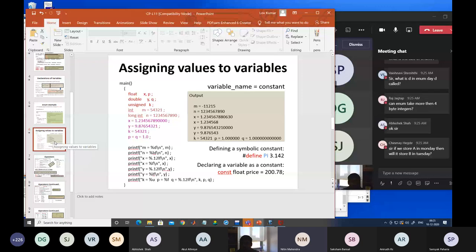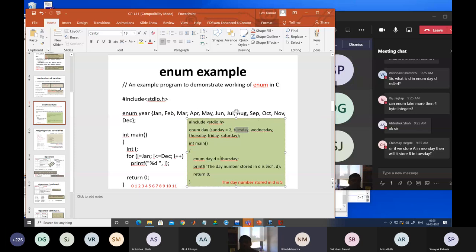If we store A in Monday, then will it store B in Tuesday? What do you mean by that? A in Monday, then you have to write B equal to Tuesday. It will store the value of whatever the enum value is. If you write Tuesday equal to 3, and you are writing B equal to Tuesday, it will store the value 3. This is a simple one.